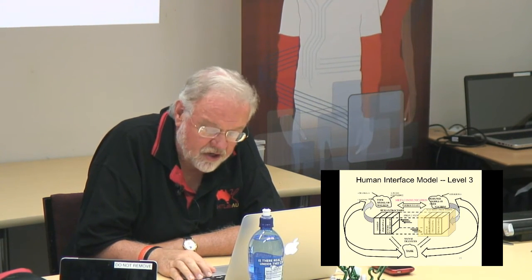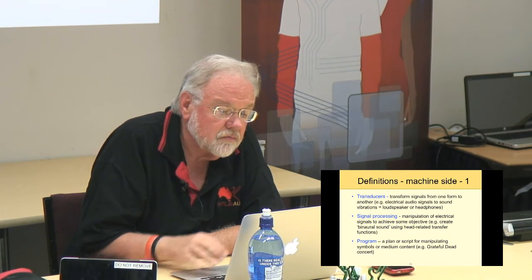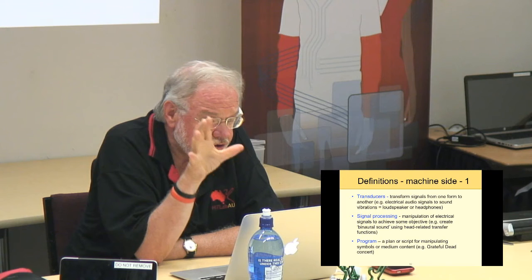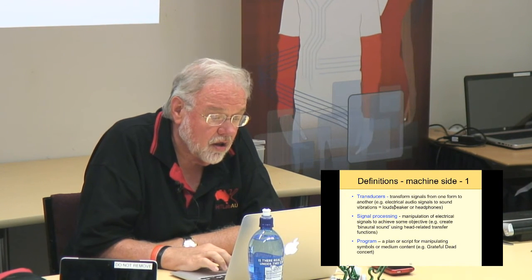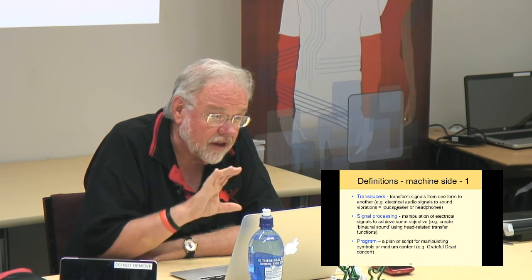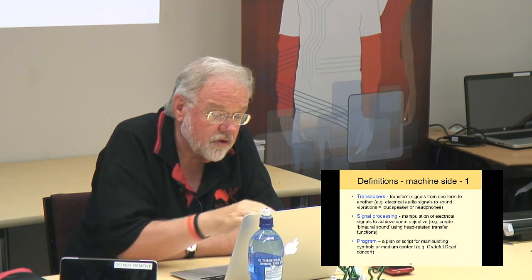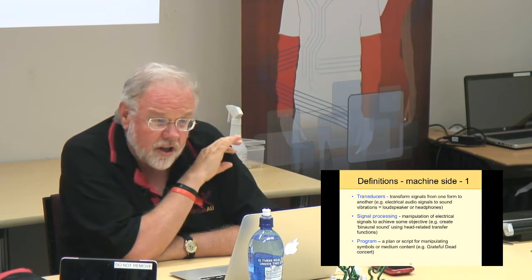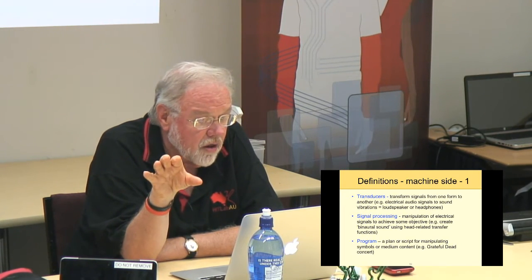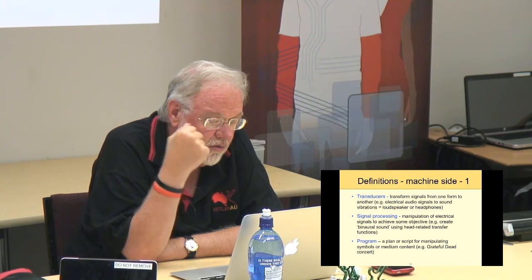So let's look at some of the definitions that relate to these levels. By transducers, pretty much what transducers do, as we talked about before, is transform signals from one form to another. For example, electric audio signals to sound vibrations using a loudspeaker or headphones. That's the transduction level. Then we have the next level, which is the signal processing level. This is where we're actually organizing these signals, manipulation of electrical signals to achieve an objective, like creating a binaural sound or creating a raster of an electron beam to actually eventually create a picture.